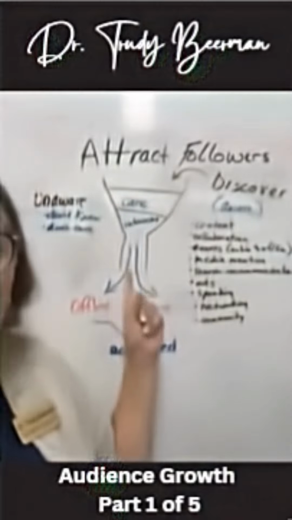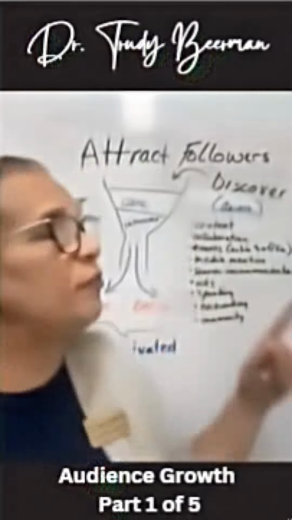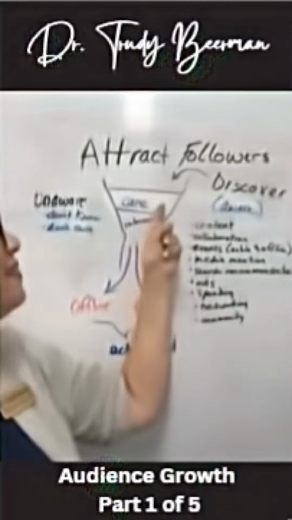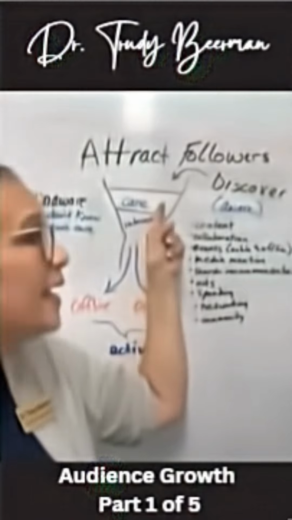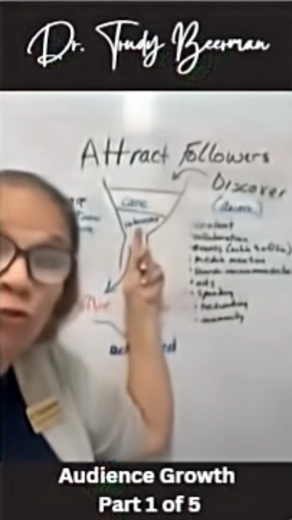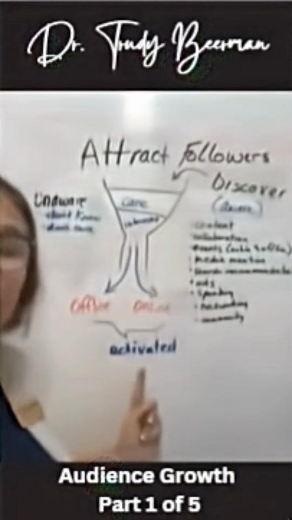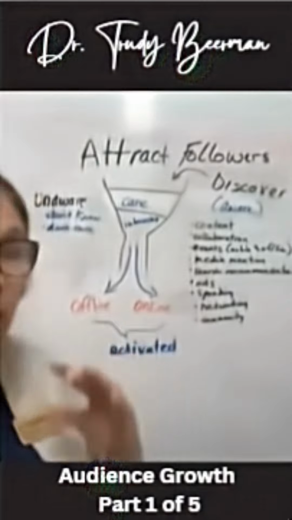And then they will move through your funnel with each of those touch points where they are slightly aware of you. You're on their radar. Then they care about what you have to say. Then they're very interested in what you have to say. And then they drop out as activated followers, whether offline or online.